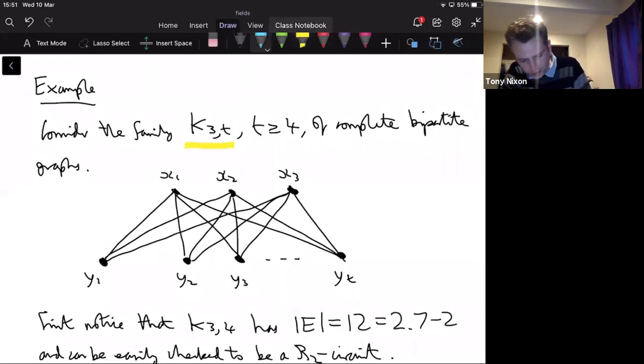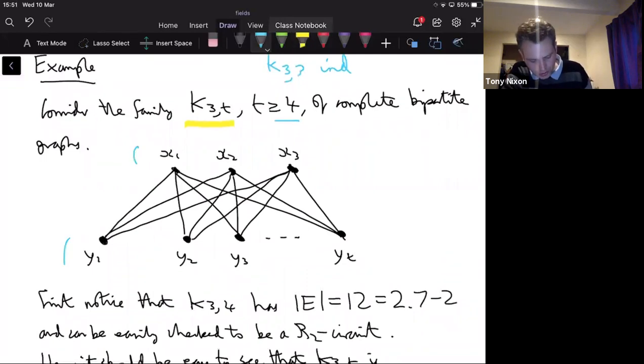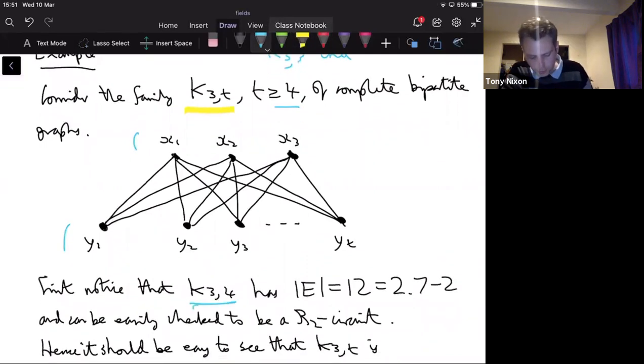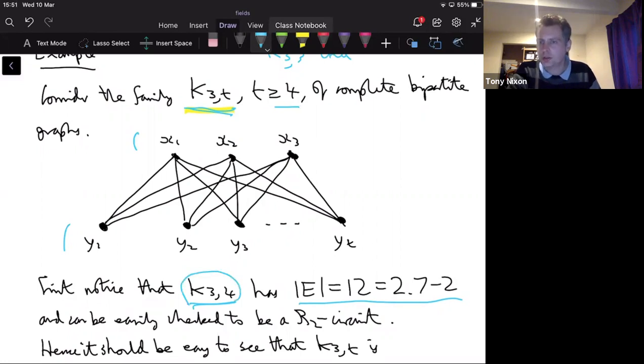First of all, K_{3,3} is even independent, so we have to go at least to 4. So I've got some x's and some y's. K_{3,4} itself is a circuit, so you can check that the number of edges is 2v minus 2. It's got 3 times 4 edges and 7 vertices, so that's easy. But what that means is that if you take K_{3,t} for some larger t, then you're definitely going to be rigid because Laman's theorem will apply, and every edge is going to be in some copy of K_{3,4}, so in some circuit, and so you're going to be redundantly rigid.